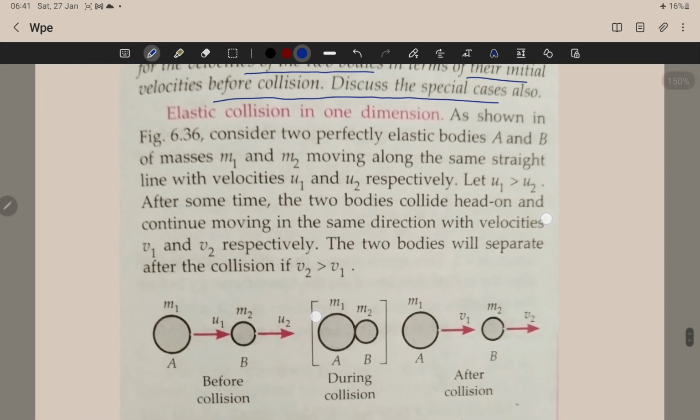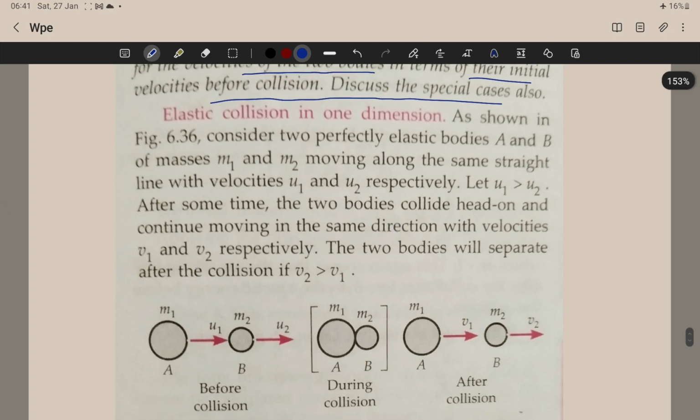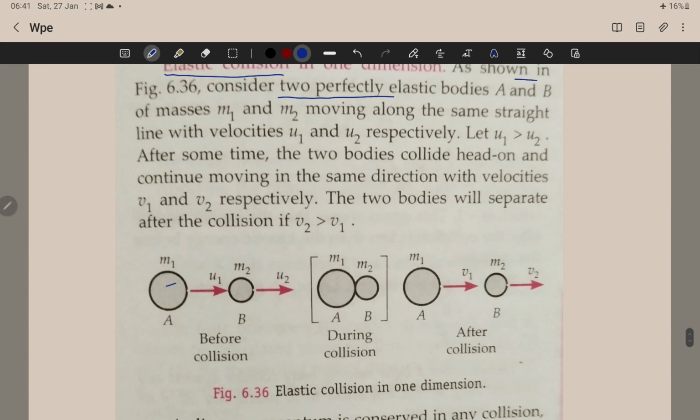Basically, we are discussing the elastic collision. We know that in an elastic collision there is no deformation. So consider two perfectly elastic bodies, M1 and M2, moving along the same straight line like this. Their velocities are u1 and u2, but u1 is greater than u2. After some time the two bodies collide. So here you can see that they are colliding.